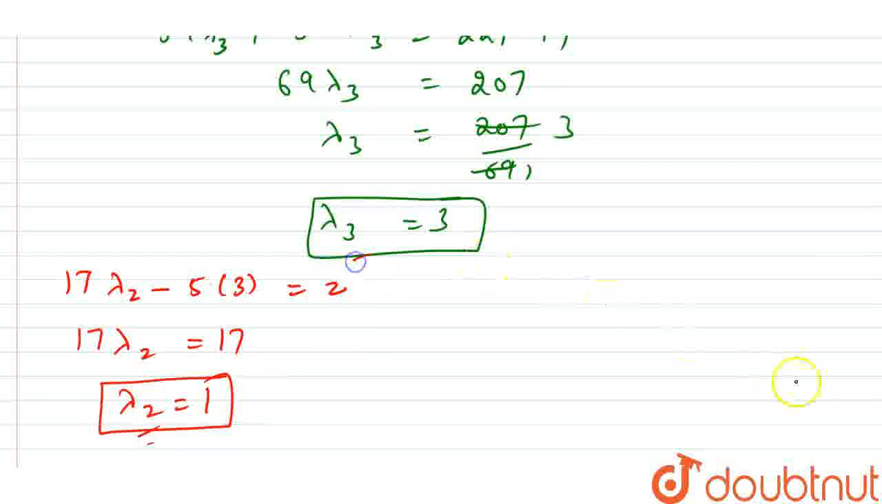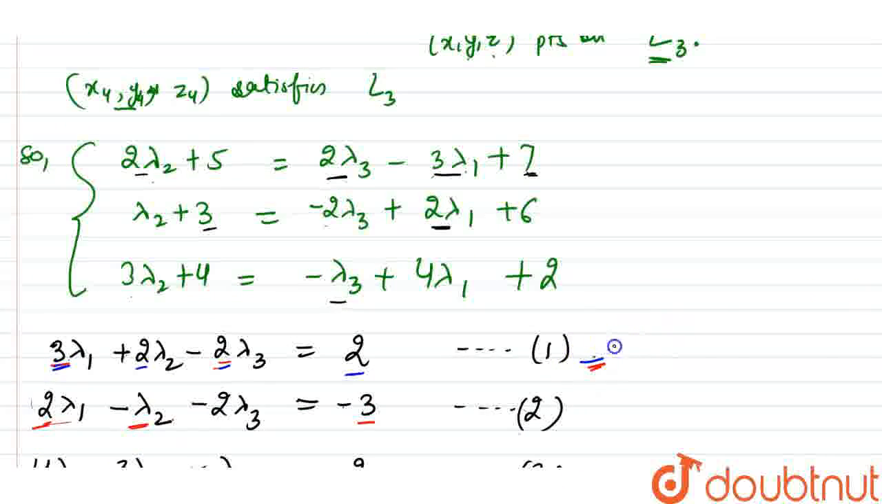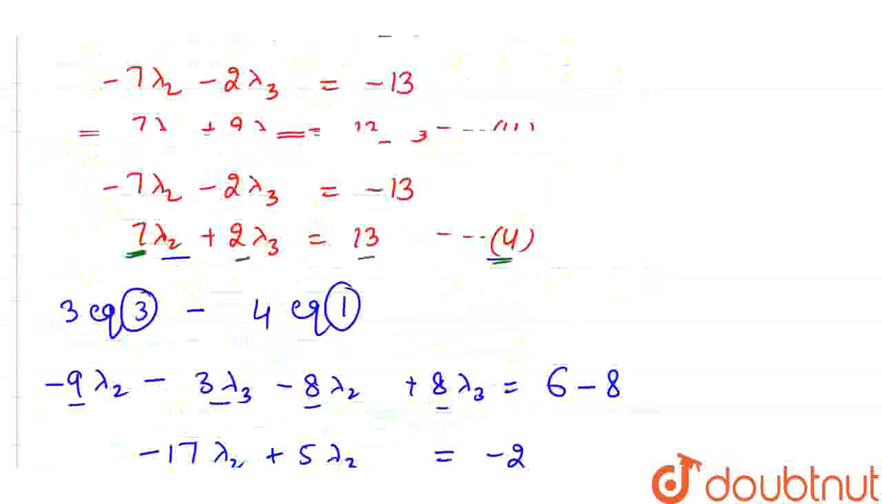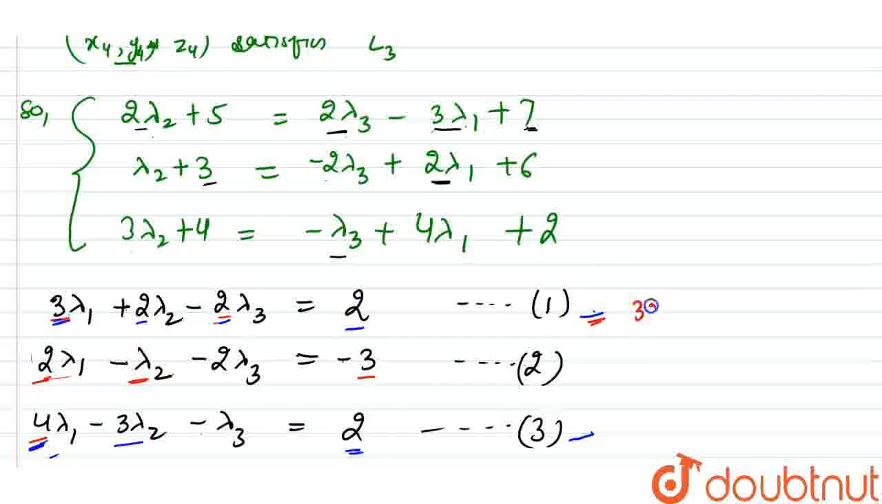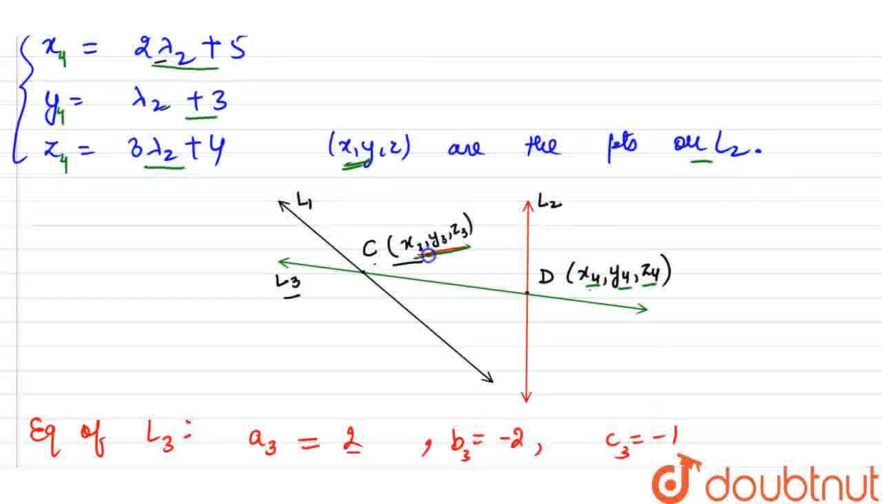Now put lambda 2, lambda 3 in equation number 1. So we have lambda 2 as 1 and lambda 3 as 3. So this will give 3 lambda 1 plus 2 lambda 2, that is 2 times 1, 2, minus lambda 3, 2 times 3, 6 is equals to 2. This is minus 4. This will be 6, and 3 lambda 1 is plus 6. So lambda 1 will be 6 divided by 3, that is 2 from here. Now we have got lambda 1 and lambda 2. So we can find out the coordinates of x3, y3, z3 and x4, y4, z4.